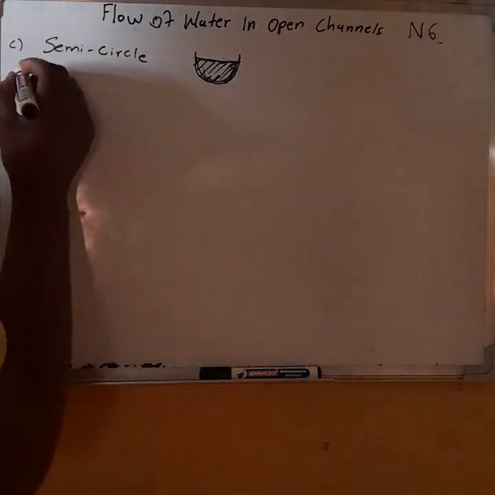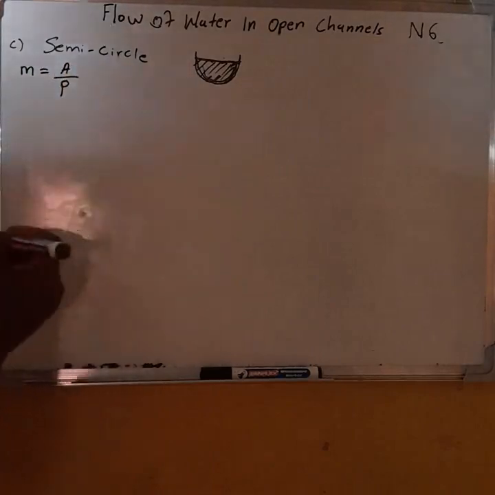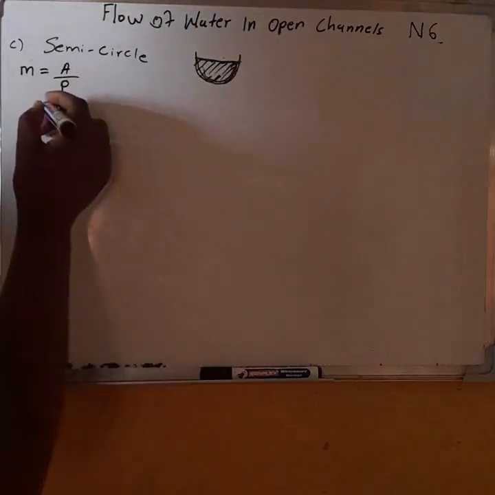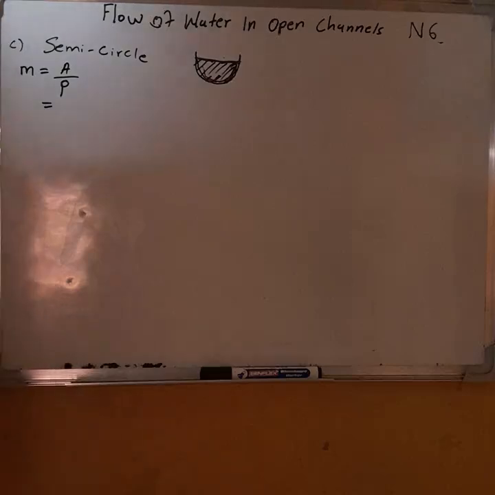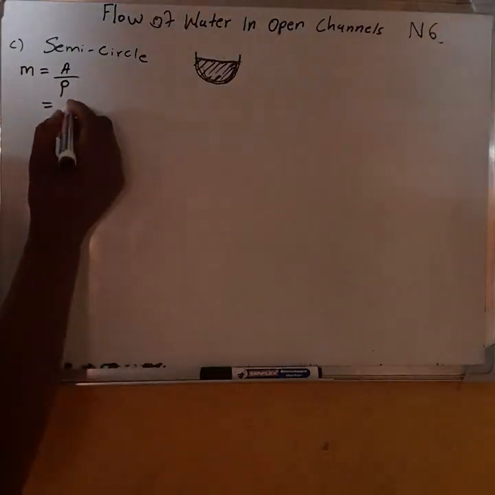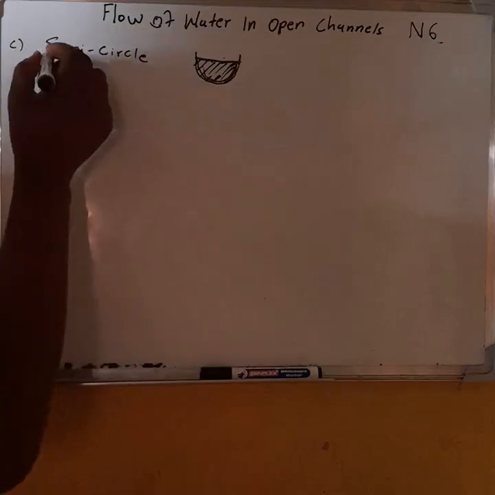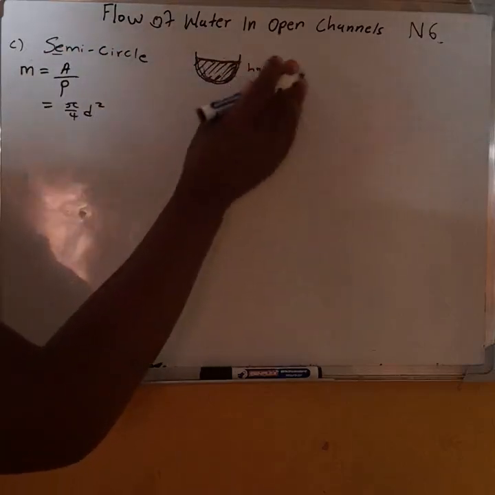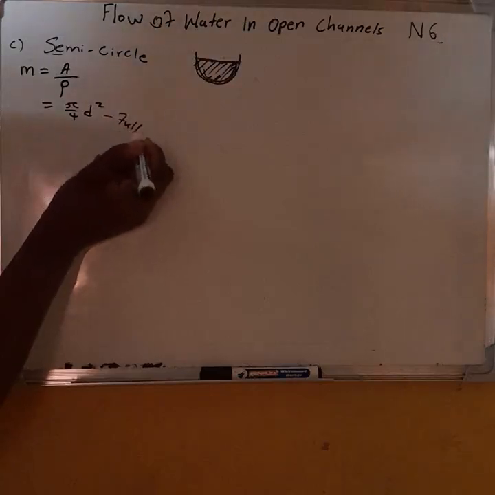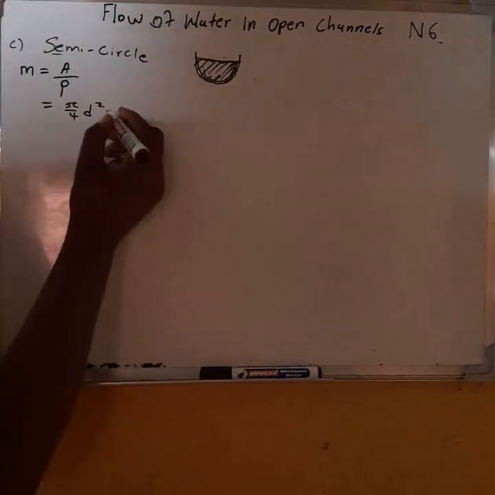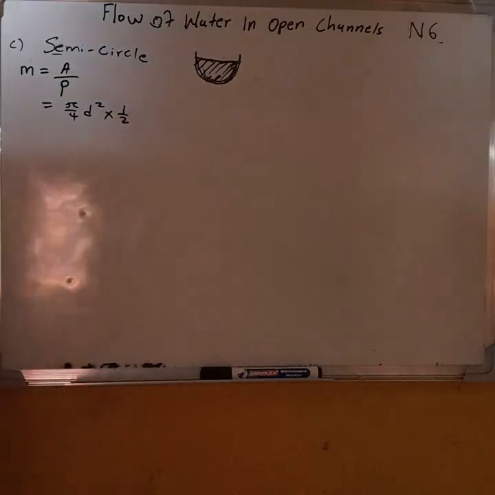Okay, we know M is equal to area divided by wetted perimeter. Guys, you know the area of that thing. It's a half one. Remember, we know that the area of the circle is pi over 4 multiplied by d squared. But now it's half, so you multiply by 1 over 2 again. Just multiply by 1 over 2, right, so that you have this.